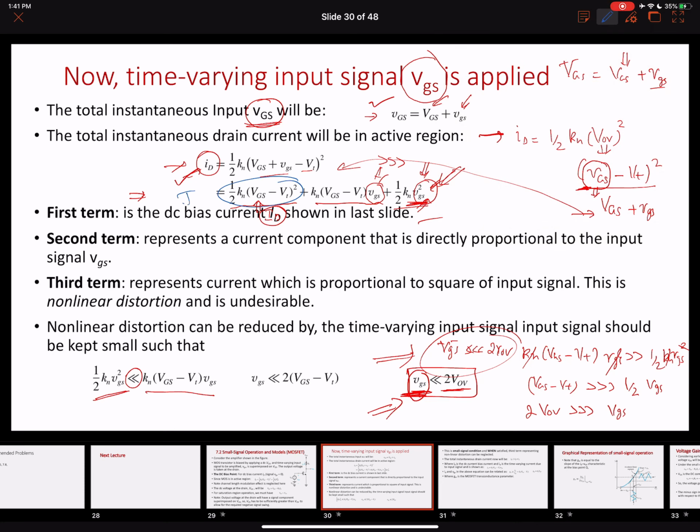Okay, so here is the small signal operation graphical representation. Here is our output drain current, and here is our input gate to source voltage. Here is a time varying input. This is the bias value of the input voltage, and here is the bias value of the drain current ID. When we have a time varying vgs superimposed on the bias input voltage, we get the amplified version here at the output drain current.